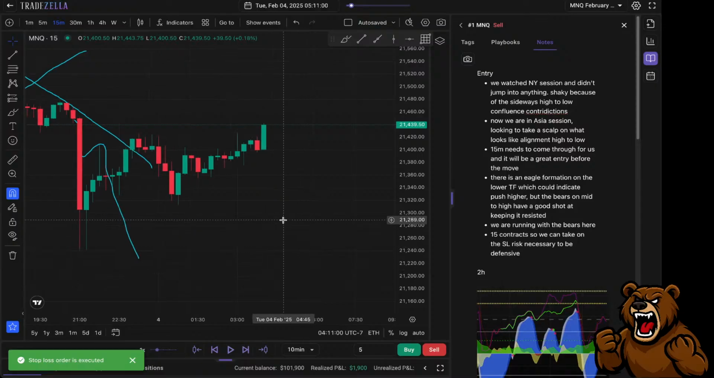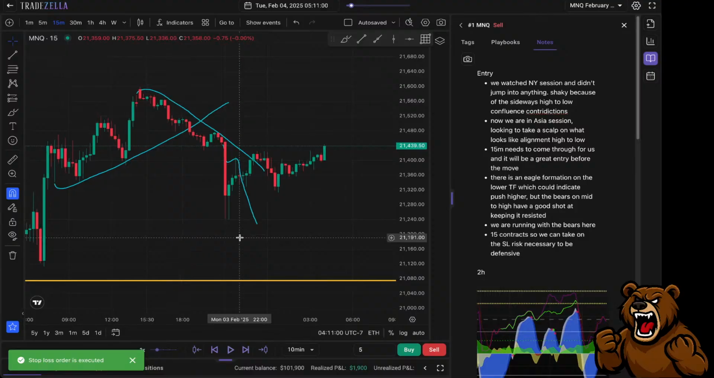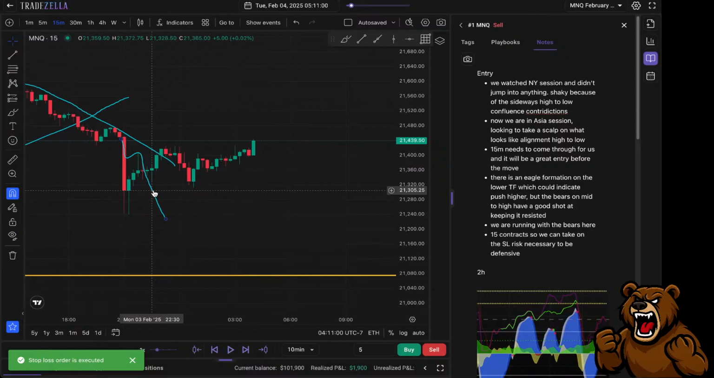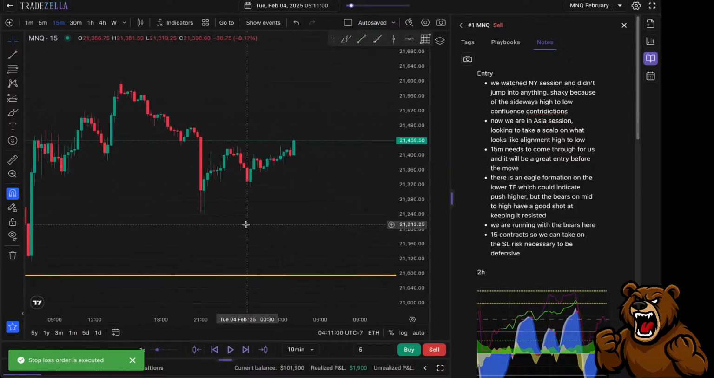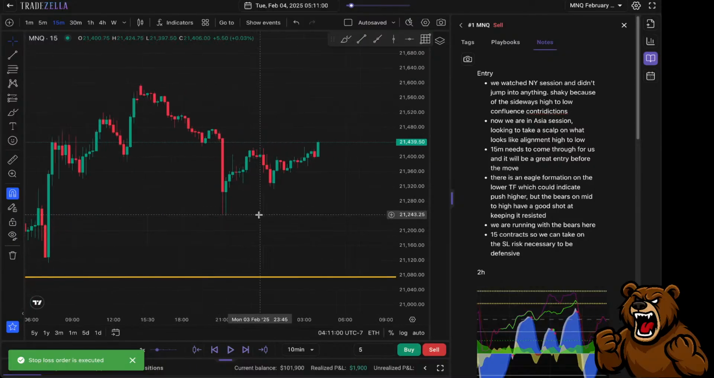Boom. All right. There it is, folks. $1,900 trade on Micro NQ. I love Micro NQ. I'm telling you this, I think I found it. I have found what I want to trade.